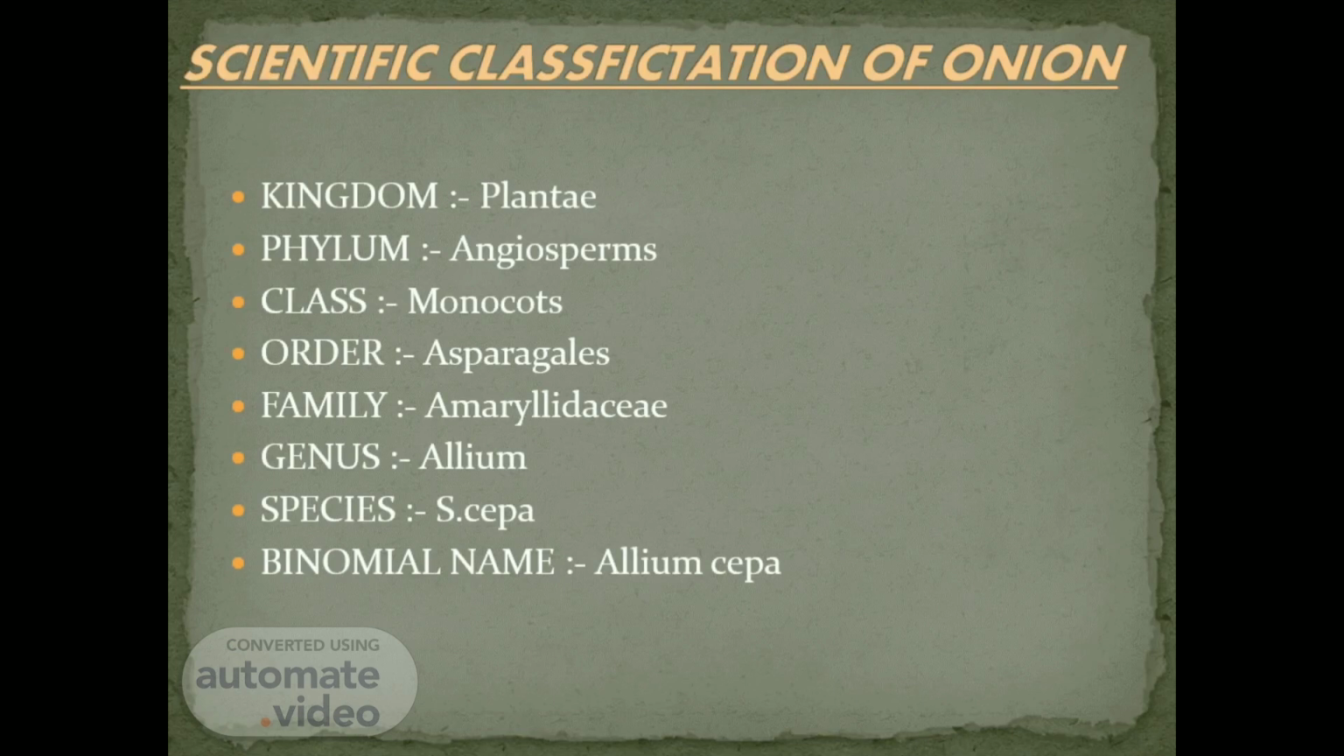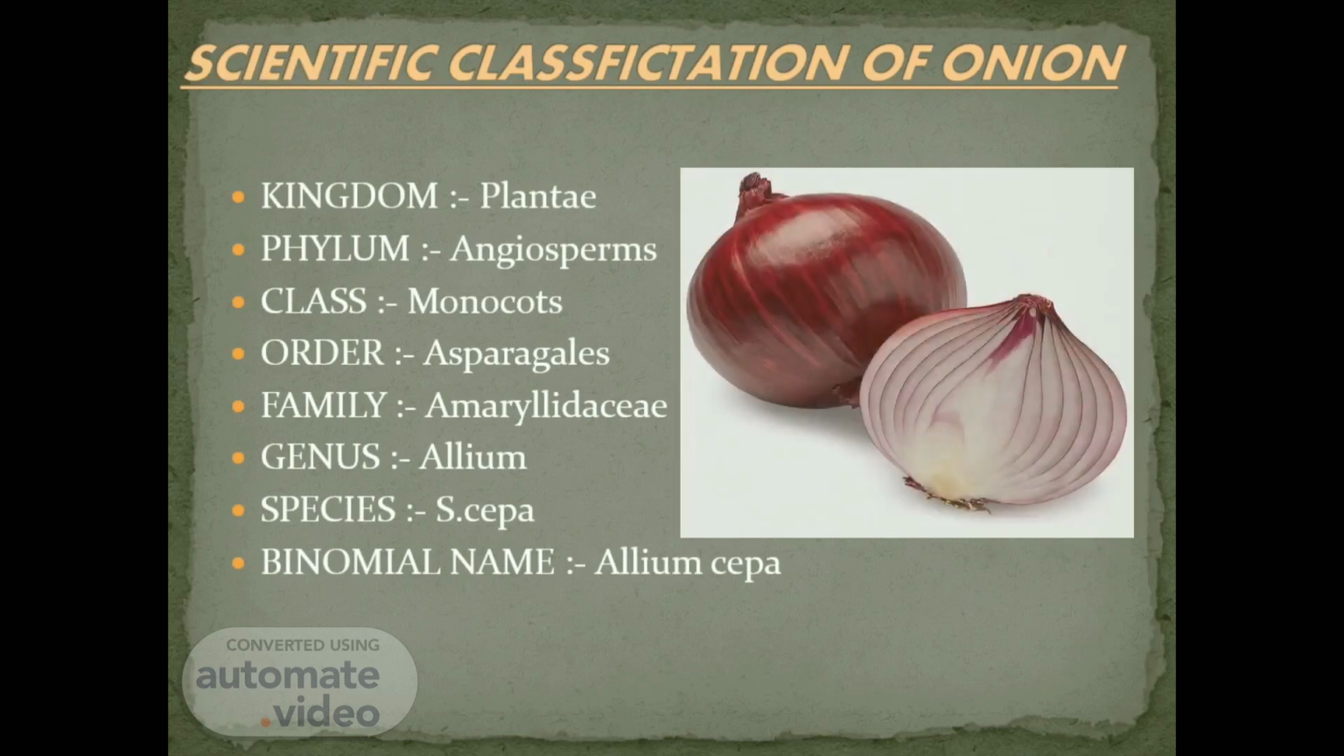Scientific classification of onion: kingdom, Plantae; phylum, angiosperms; class, monocots; order, Asparagales; family, Amaryllidaceae; genus, Allium; species, cepa; binomial name, Allium cepa.